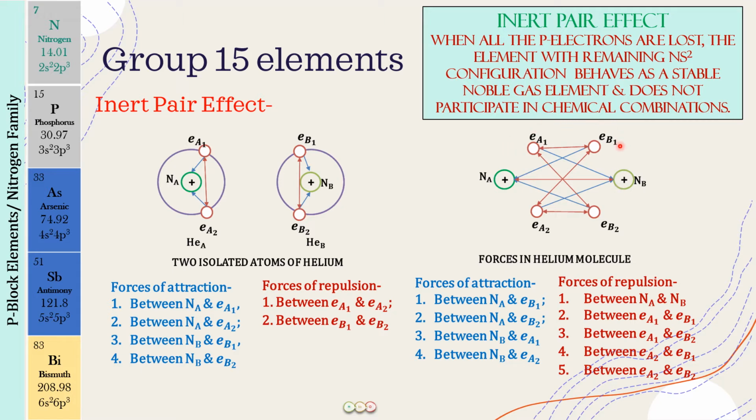Okay, so electrons negatively charged, they repel each other. Nucleus positively charged, they repel each other, and then a positive and a negative charge are going to be attracting each other. So this is what you understand. Okay, so I will take this example and then explain what is happening in case of the group 15 element compounds and how the inert pair effect takes place.